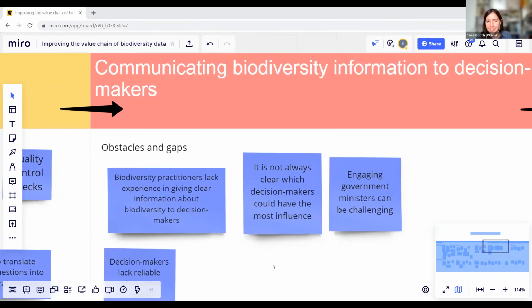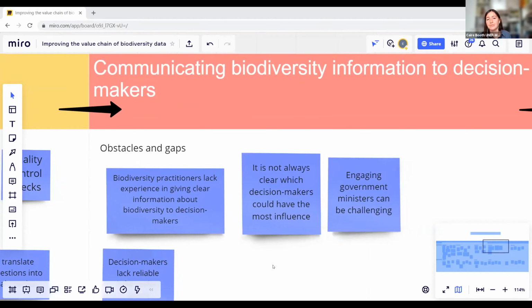And again, it's not always clear which decision makers could have the most influence. And I'll speak to this in a second from the Connect perspective. We've used a really fantastic tool to kind of address this challenge.